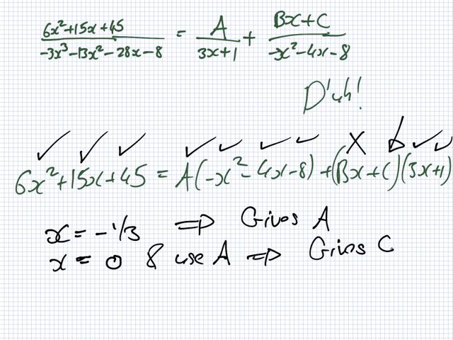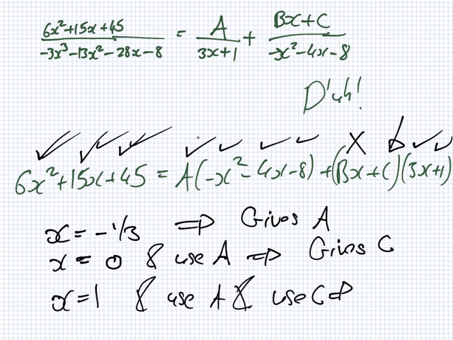It gives you c. But how to finally get the b? Substitute everything, and don't make the x 0. Make the x any number at all except the ones used previously. So for example, if you use x equals 1 and use a and use c, then that just gives you b. So it's a little bit harder than what we did, but not much harder.